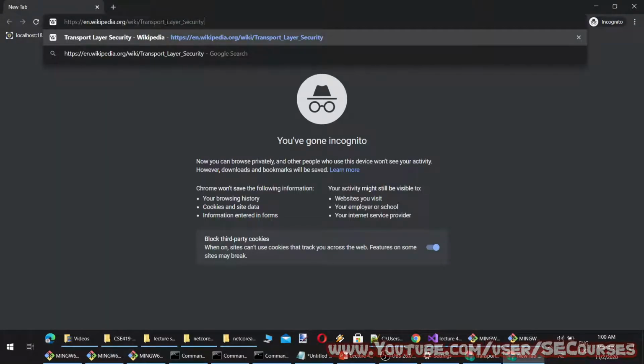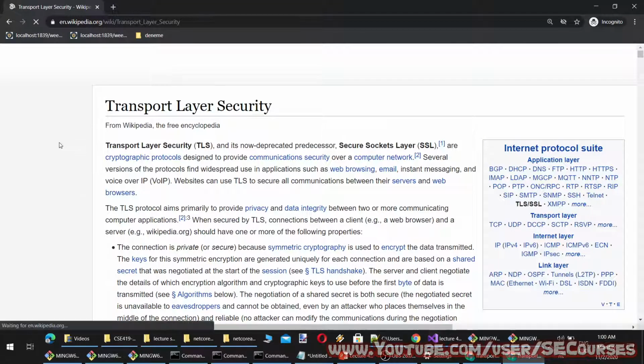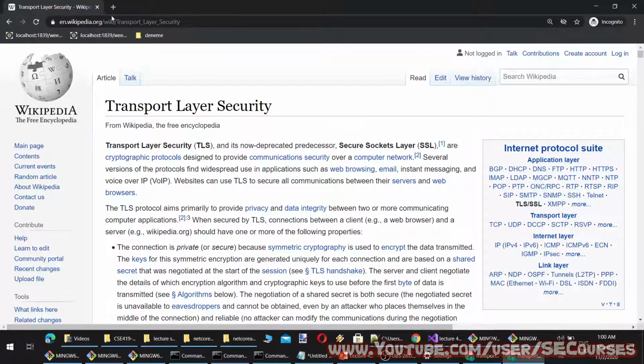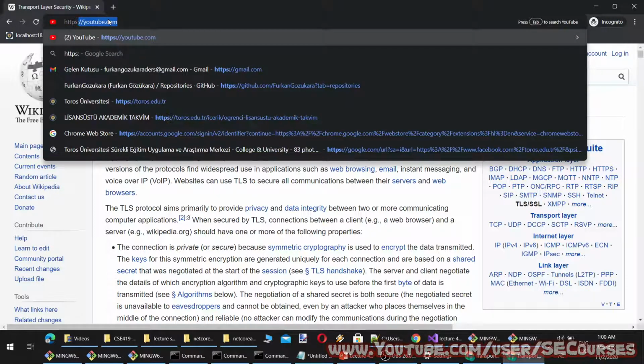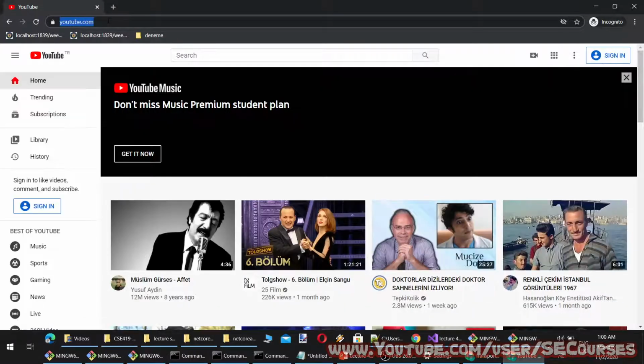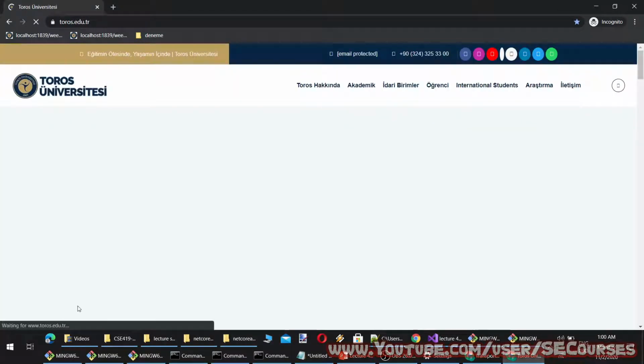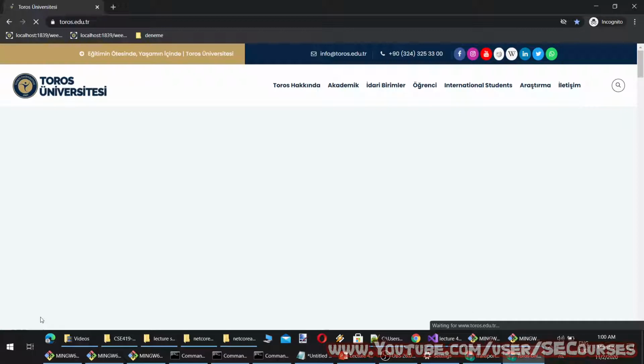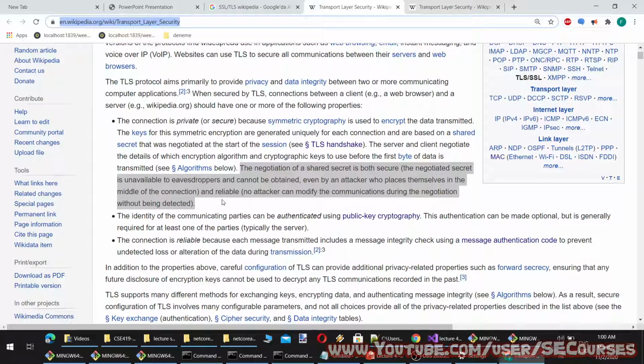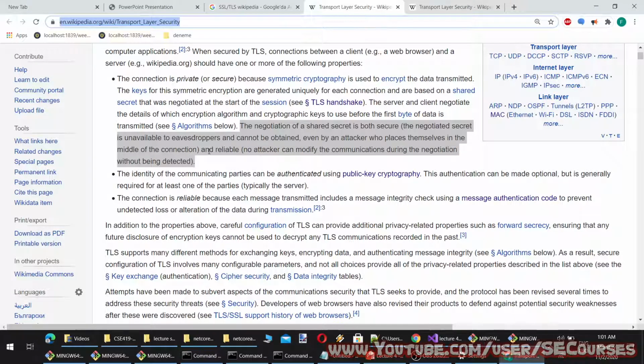Let's try it again from here. Okay, it was established too quickly. Perhaps we can try with our website. Let's try Toros. Okay, it was also instantaneous. Okay, let's try with here. Okay, I couldn't let you see that message, but you may have noticed it in your browsing. If there is some delay, you will see that establishing a secure connection first, then the data transfer starts.